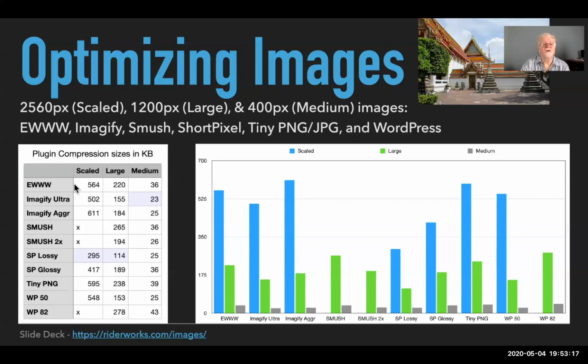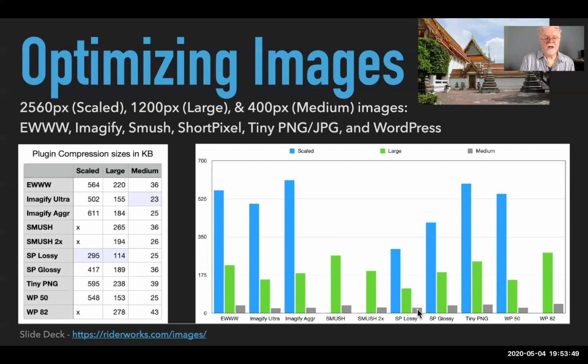This is the EWW, and the reason Smush isn't in here is because they just left the scaled image alone, which didn't make any sense. In other words, they let WordPress handle it. This size would have been 977 pixels, which is standard WordPress down here. I didn't include it in the graph because it would have shot up here for no extra value. And I just want you to see the scaled images are in blue, the green images are the large size, and the small ones, the medium size here, are the small gray ones.